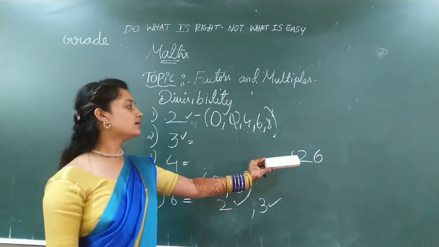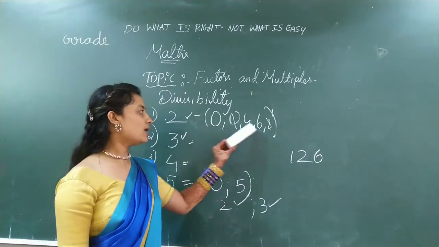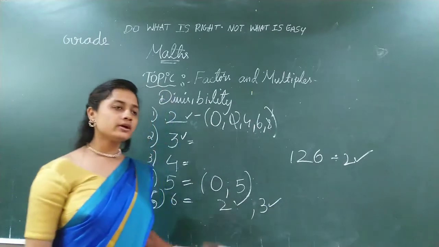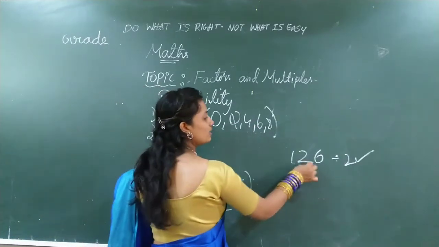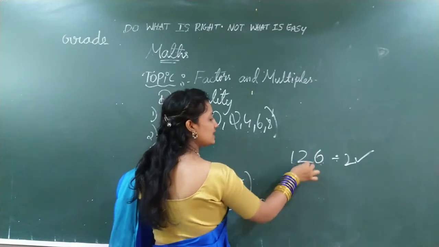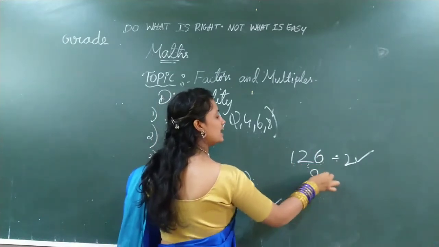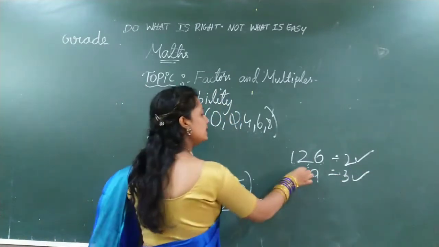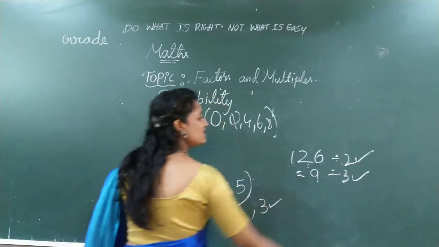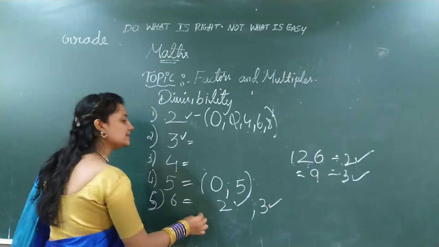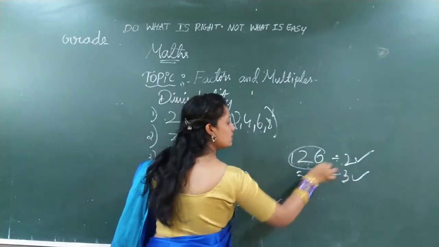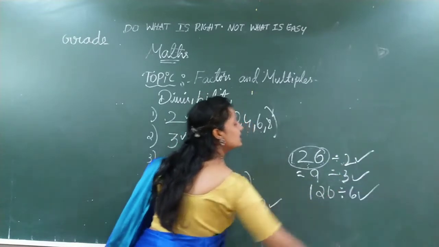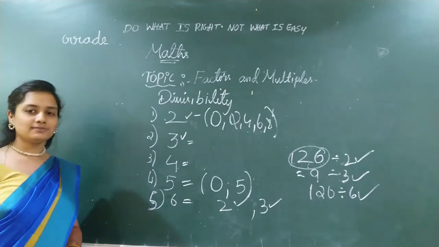Okay, children, let's check. Check for 2 first. You have 6 in the unit place, so it is divisible by 2. Now let's check for 3. We should add all the numbers. 1 plus 2, 3. 3 plus 6 is 9. So 9 is absolutely divisible by 3. So the number 126 is divisible by 2 and also by 3. If it is divisible by both, then it is divisible by 6 also. This is about divisibility of 6.